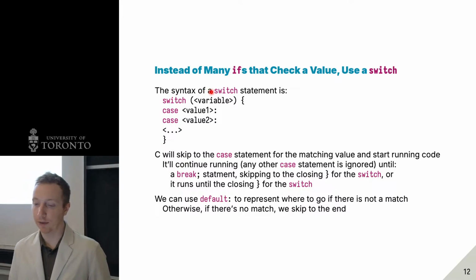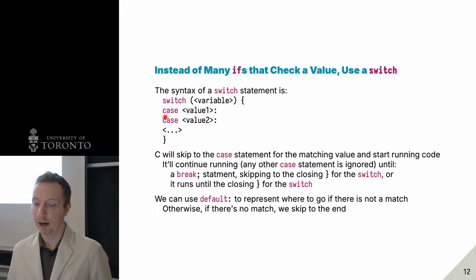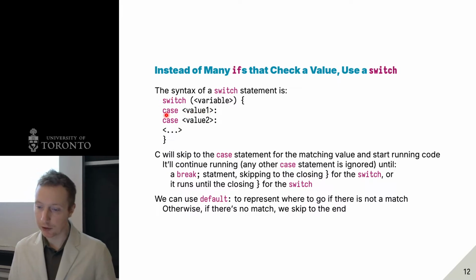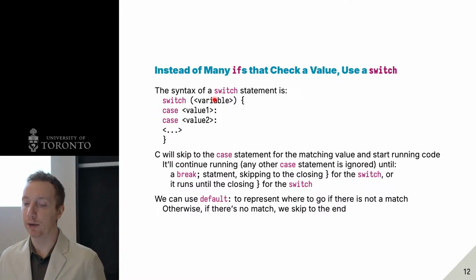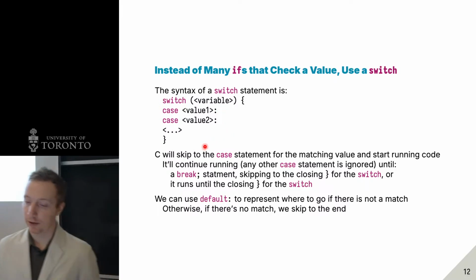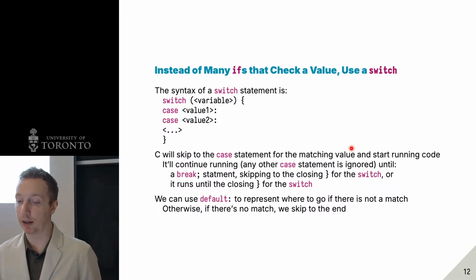So the syntax of a switch statement is switch, and then the variable name or value, and then a set of curly brackets, and then you have these weird things. It says case, that's another keyword in C, a value, and then a colon. This is not anything that executes. It's called a label. If the value of this variable matches this value, your code will just jump to this label and start executing anything that is not a label after that. So C skips to the case statement for the matching value and starts running that code.